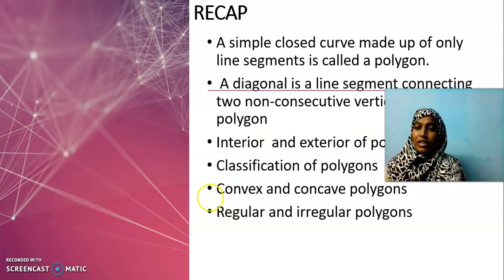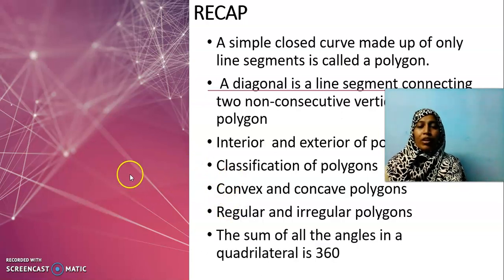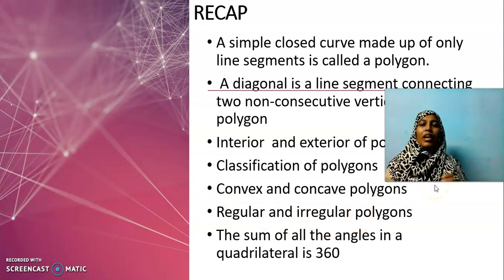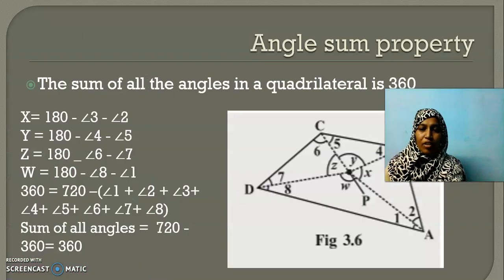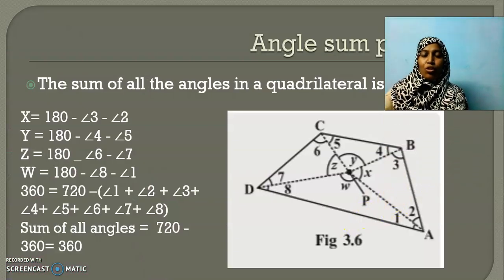Then we started with the property. The sum of all the angles in a quadrilateral is 360 degrees. And I asked you to draw a quadrilateral shape on paper, tear it into 4 pieces and rearrange it, so you will get 360 degrees if you sum up all the angles. And we are going to have a different proof today. Let me show you how we got that 360.